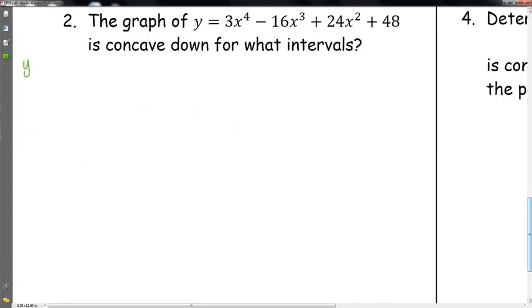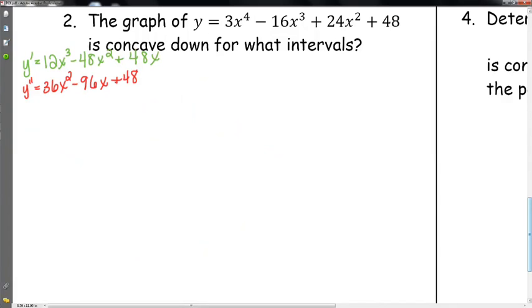And so let's go ahead and take our first derivative. So y prime is going to be equal to 12x to the 3rd minus 48x squared plus 48x. That means y double prime, or the second derivative of y, is going to be 36x squared minus 96x plus 48.